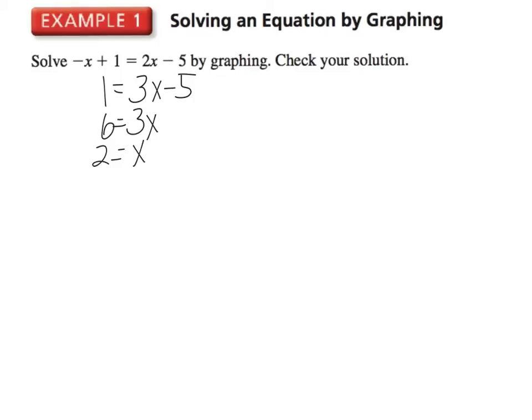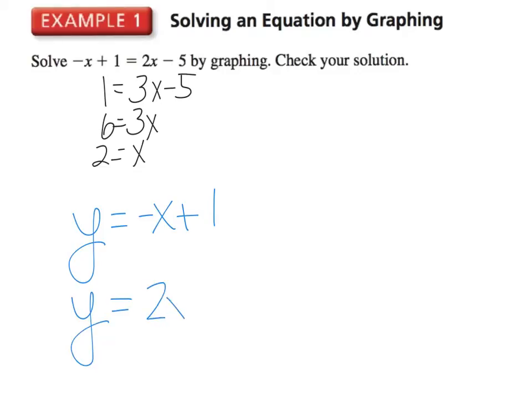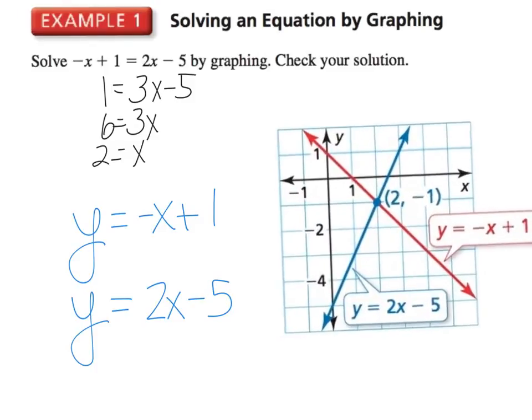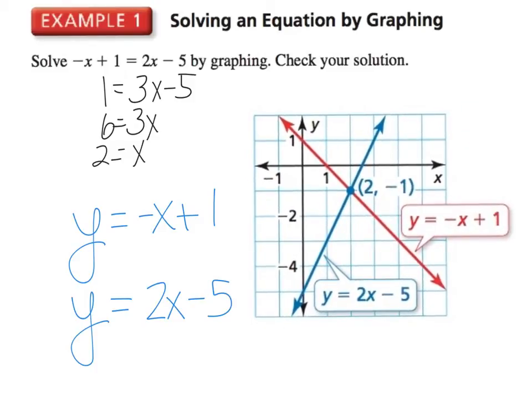So I'm going to take the left side and set it equal to y. Y equals negative x plus 1. And the right side, y equals 2x minus 5. And I'm going to graph each one of those. So if I graph it, you're going to get a graph that looks like this. And as you can see, these two lines intersect at the point (2, negative 1). But we don't have a y in this equation, it's only an x. So we only need the x value. So our answer is x equals 2.